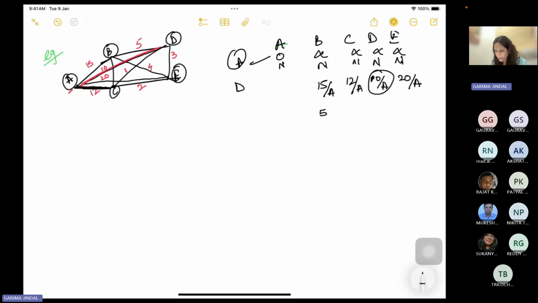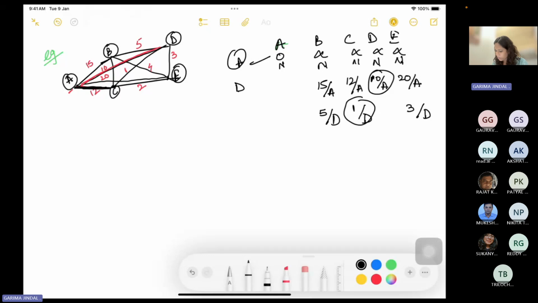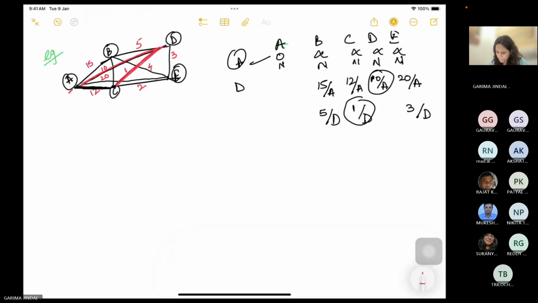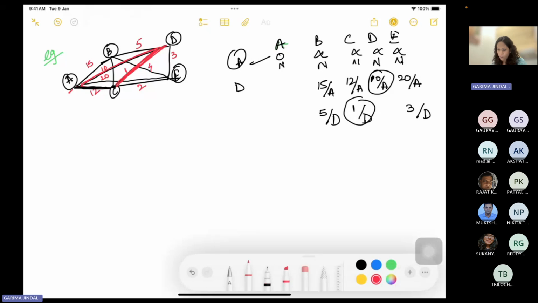So we have 5 here, and 5 can be reached from D. Then we have C. C is 1, and 1 can be reached from D. Then we have E, and the cost is 3, and it can be reached from D. Now in this case, again, we will see which is the minimum edge weight. The minimum edge weight is this one. So now in the spanning tree, this particular edge is added, that is DC.